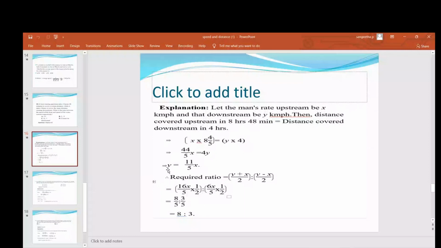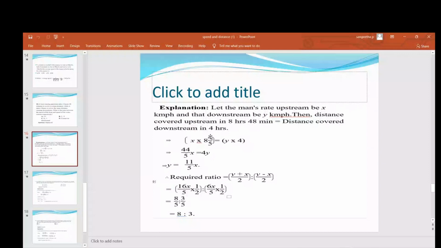So the required ratio is (y plus x) by 2, as usual, is to (y minus x) by 2. So y plus x by 2 and then y minus x by 2. So y is equal to 11 by 5 into x. Substitute the value of x and y here. So 16x by 5 into 1 by 2, and 6x by 5 into 1 by 2. So you have to subtract and then you have the answer.